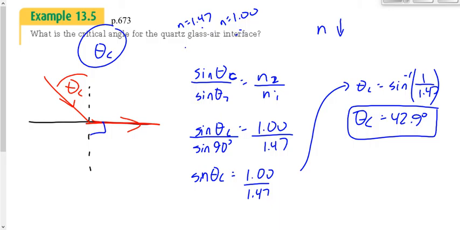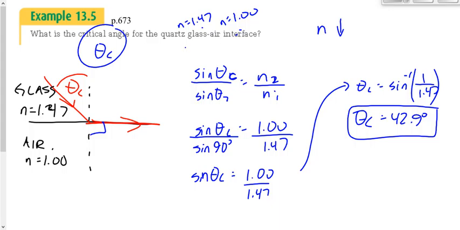Rather than 1.47 over 1? Yeah, no, that's for sure. We know that it's glass to air, because we have to be going from a high index of refraction, 1.47, to a low one, 1.00. We have to be going from high to low index of refraction.